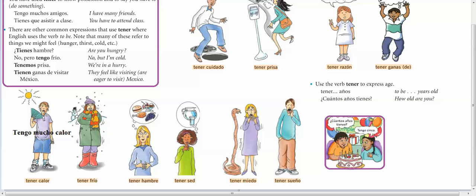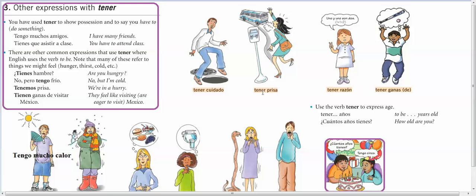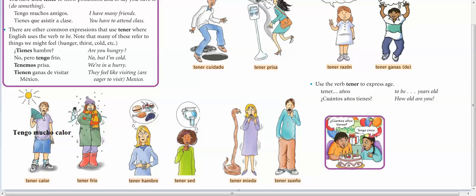Tener miedo. I don't know about you, but if a snake was that close to me, I'd be a little bit afraid myself. Tener sueño, I can relate to this as the mother of three. I am always this. Tener sueño is to be sleepy.